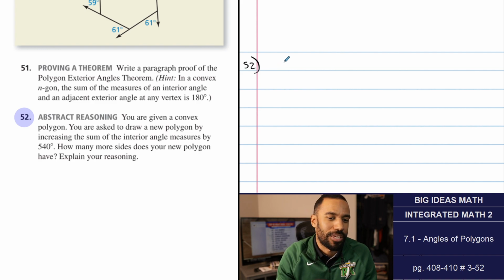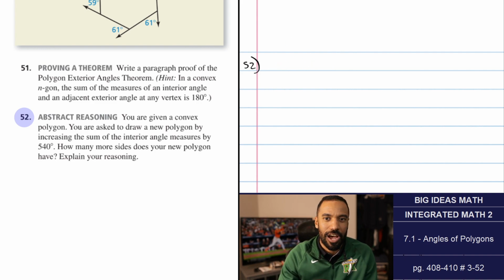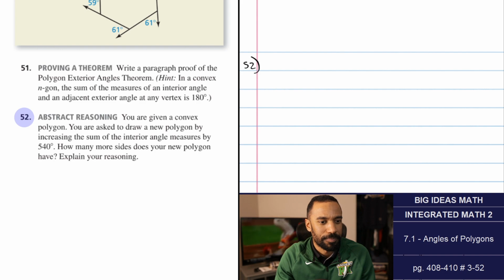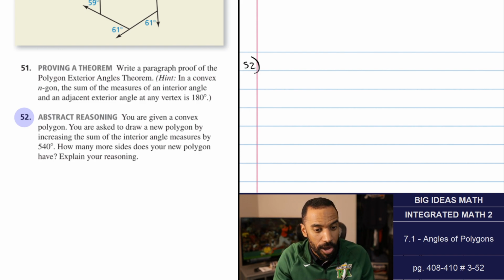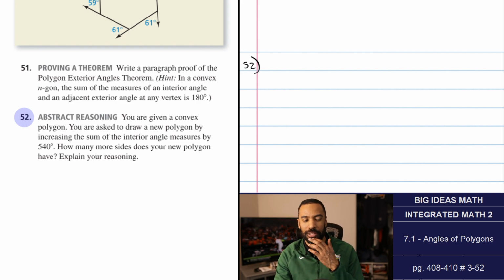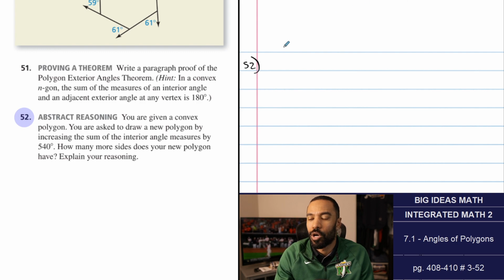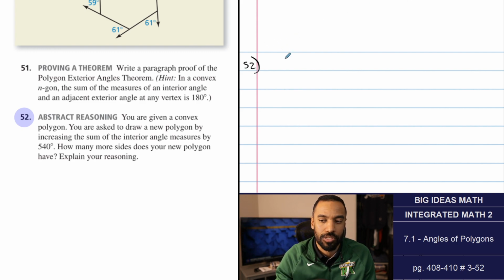All right, number 52, last question. Abstract reasoning. You're given a convex polygon. You are asked to draw a new polygon by increasing the sum of the interior angle measures by 540 degrees. How many more sides does your new polygon have? Explain your reasoning. So, 3. It's 3 more sides.